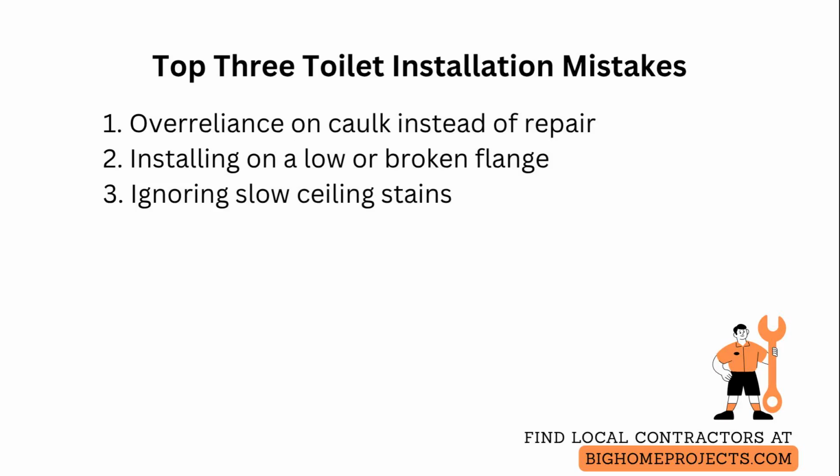So use a flange extender kit or reconstruct the flange and raise it to the correct height before setting a new fixture. A third frequent problem is ignoring slow sealing stains until structural damage is severe. Address the leak source immediately, remove the damaged subfloor and sealing drywall if they are saturated, and replace the toilet assembly with proper flange, bolts, and a new wax or rubber gasket to prevent recurrence.